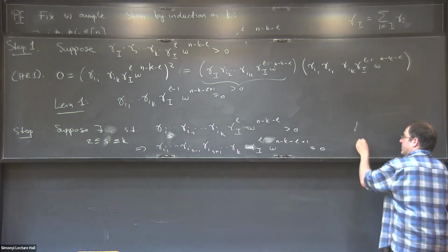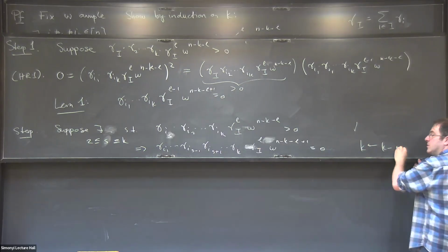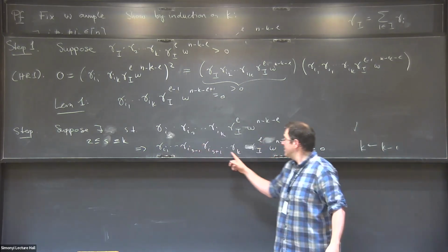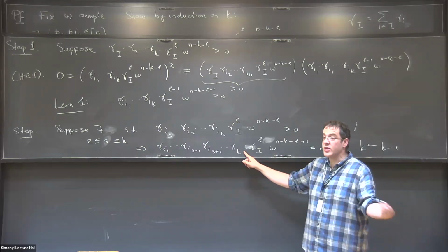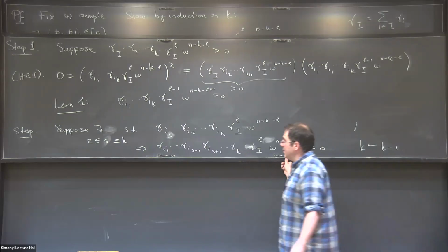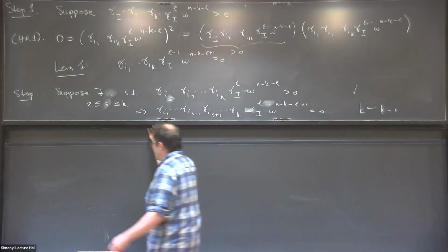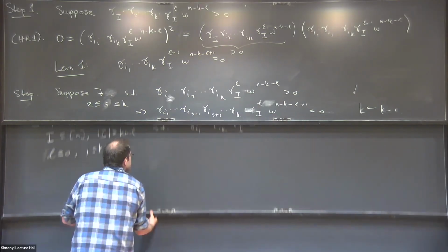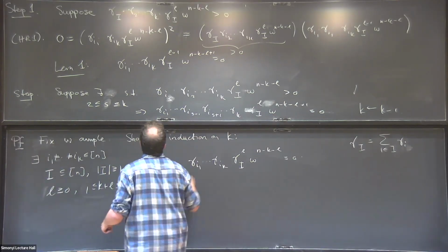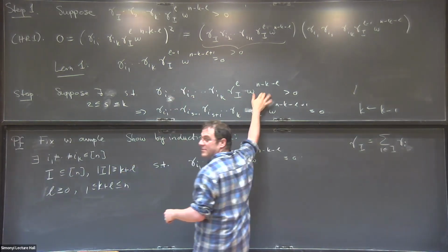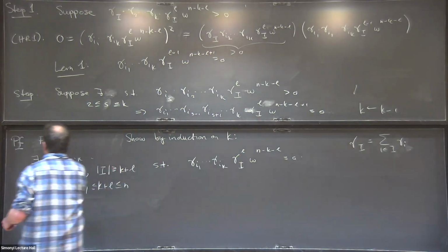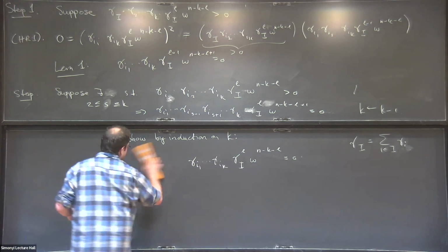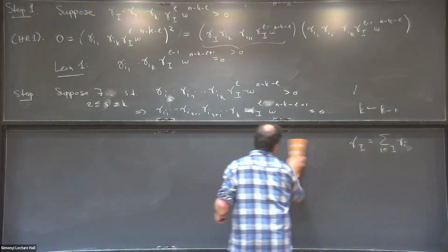But now I declare victory because now I have replaced K by K minus 1, because now I have one less of these guys. So now I can continue the induction. Is it good? So the only step I have left is what happens if all of these guys are 0. But if all of those guys are 0, I can just add them up.